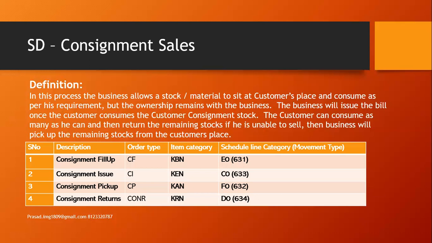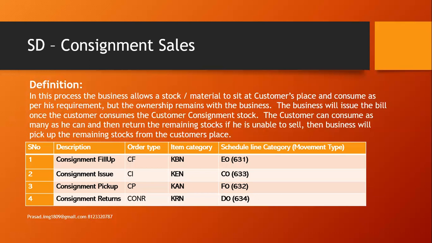These all four processes are involved when we do the consignment sales or consignment process. So please remember that consignment sales means we keep the stocks at the customer's place, known as customer consignment stock, and as and when he consumes those stocks, we will be doing the billing. Though the stock sits in the customer's location, the ownership lies with the business.